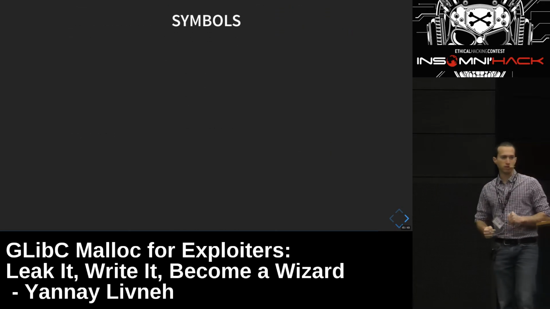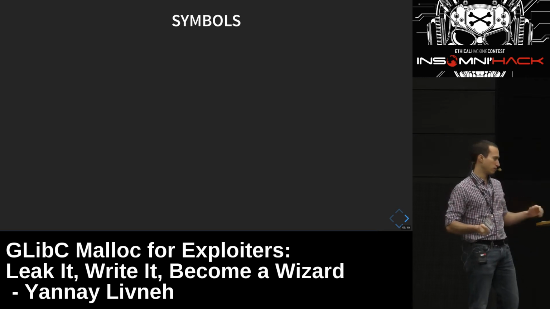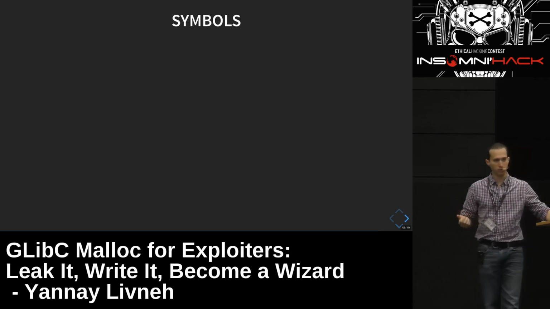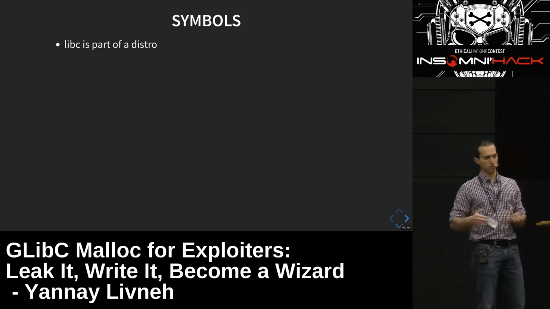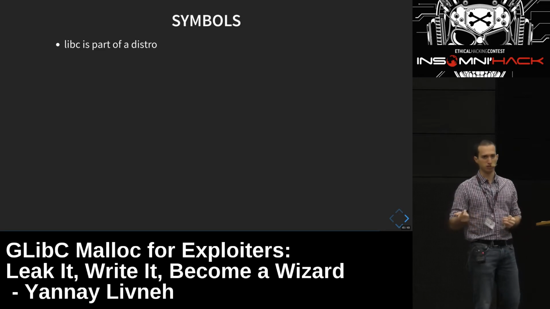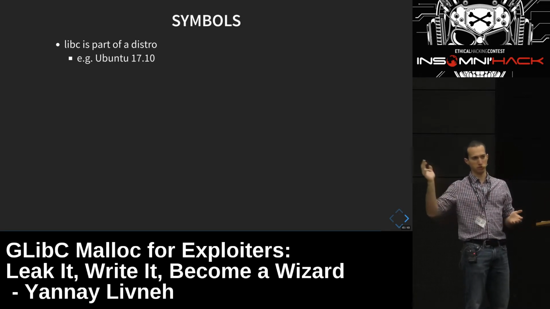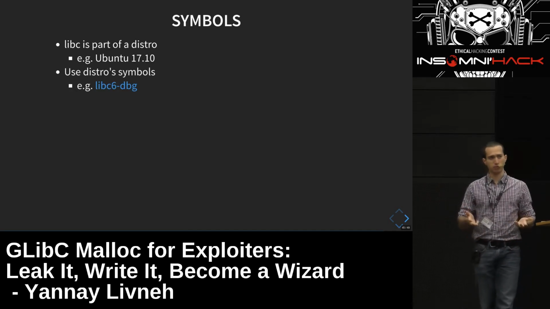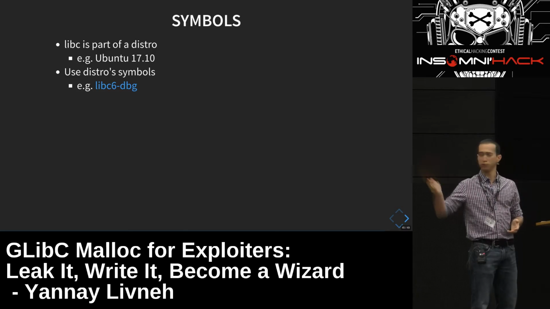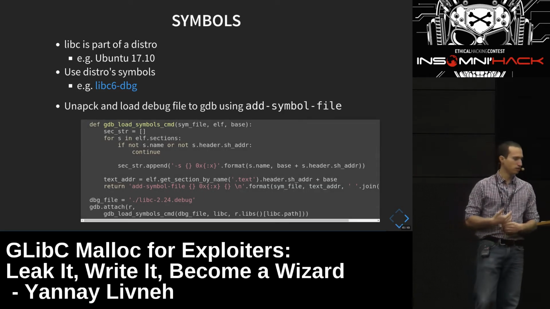So yeah, next, when you're trying to exploit GLibC Malloc, you have the libc, and you want to debug it, so you want to have symbols. Many times, I mean, nobody compiles their own libc. We're using Linux distributions, and let's say we're using libc from Ubuntu 17.10. The distribution has symbols, right? You can just download the packages of symbols, unpack them and load them into your GDB. So this is how you load them into GDB.